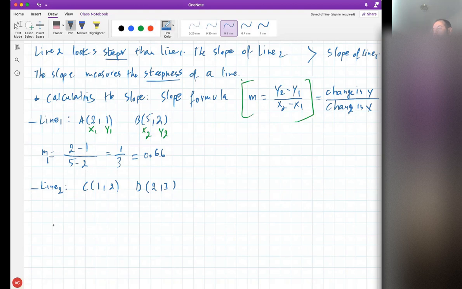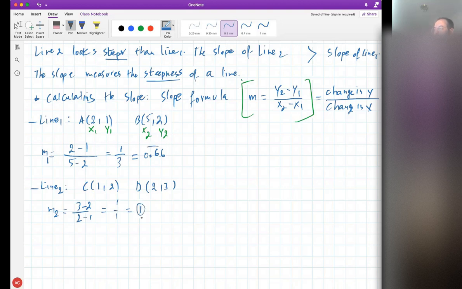Plug them in and use the formula. Right, so we're going to plug these into the formula. So this is M2. Again, remember to subtract the y's. You can just do it right away: 3 minus 2, 2 minus 1, that's right. And the x's are 2 minus 1. This will be 1 over 1, which is 1.